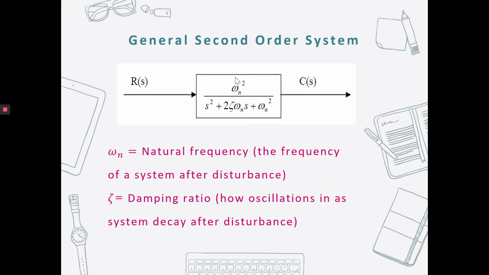So in this case, we have the second order transfer function, omega n squared for the numerator, and for the denominator we have s squared plus 2 zeta omega n s plus omega n squared. Omega n is the natural frequency, which is the frequency of a system after disturbance. Zeta is the damping ratio, which is how oscillations in a system decay after disturbance.